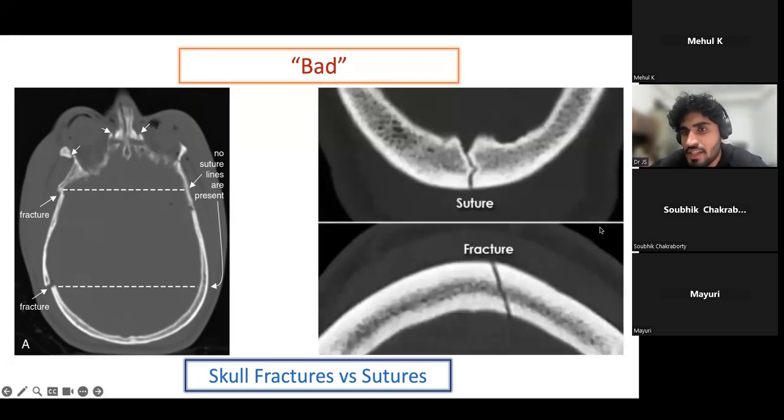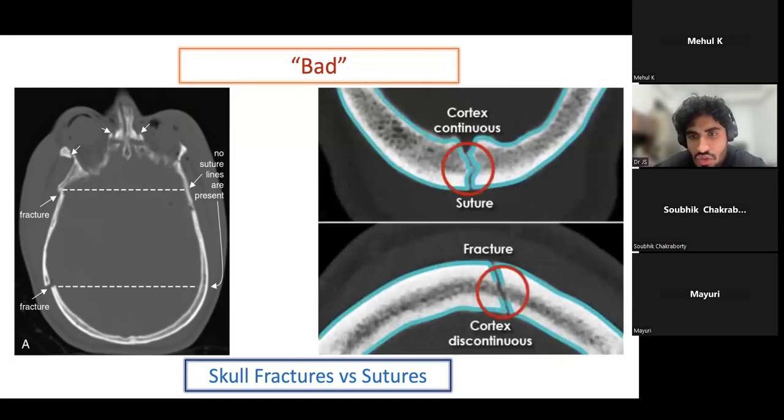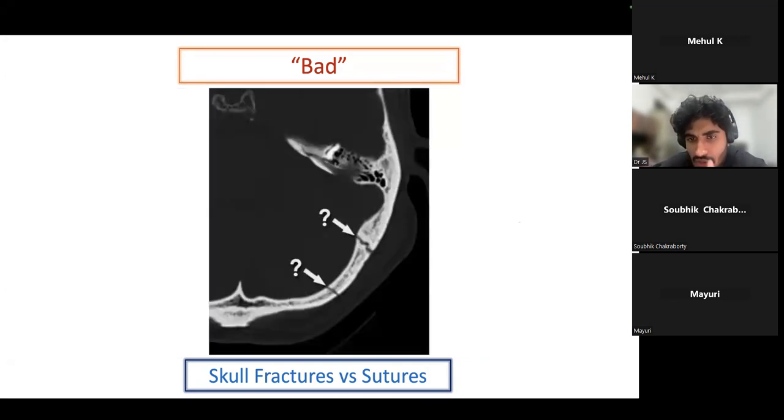If it is smooth, not ragged, there are no ragged margins, and there is no increase in the width of the fracture line, usually we won't suspect anything. If it is discontinuous, based on that we'll appreciate the bone and also differentiate a normal suture from a fracture. So skull fracture and suture, we'll compare it with that. You need to identify the usual pattern of the lambdoid suture as well to appreciate a fracture.